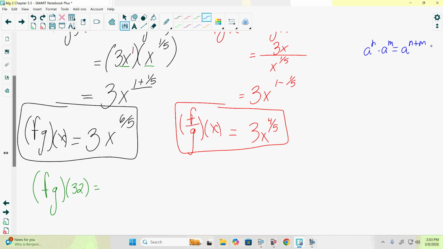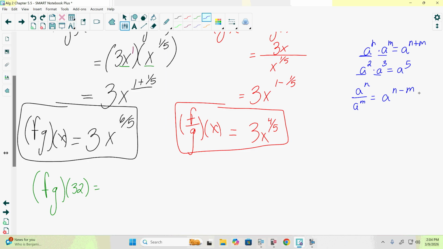Because we're saying that I have n of them, and I'm multiplying by m more, so in total we have those combined. If this is 2, and I'm multiplying it by 3, well, I have 2 and 3 more gives me a total of 5, because 2 plus 3 is 5. And if we divide a to the n over a to the m, it is a to the n minus m, because they're simplifying on top and bottom. However many we have on bottom will simplify with that many on top.